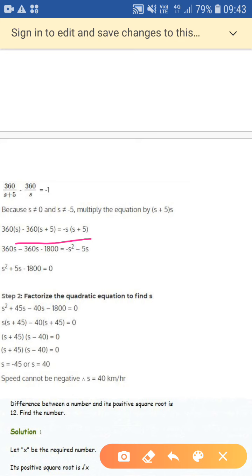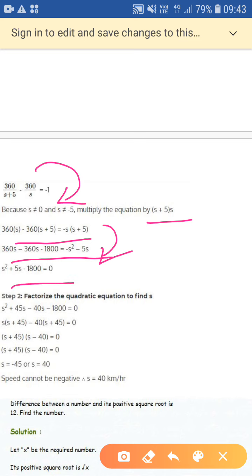Many of you do not know how to solve it correctly, or some of you make mistakes, so please practice these types of equations where you have to make the denominator common by multiplying by the same term, s plus 5 into s, and then by practicing you can get the correct solution.